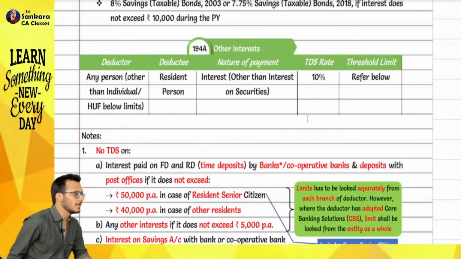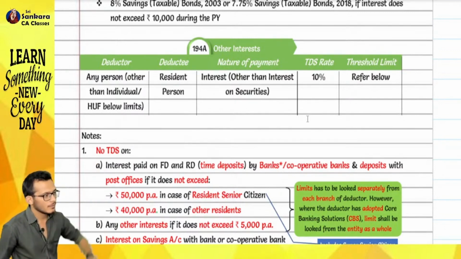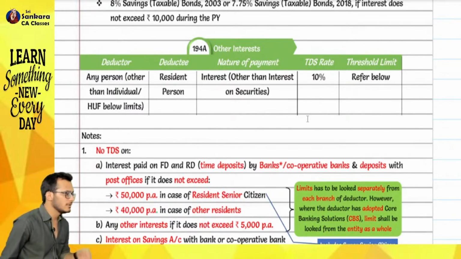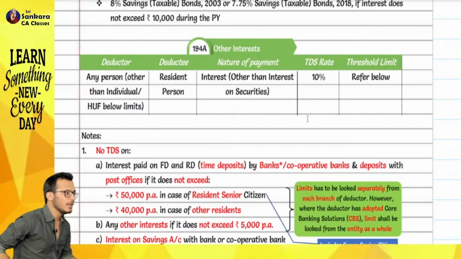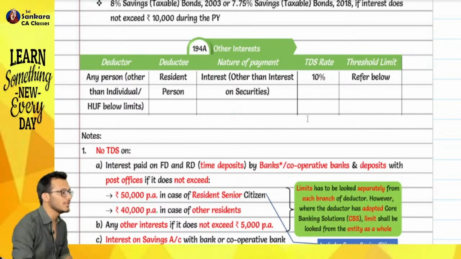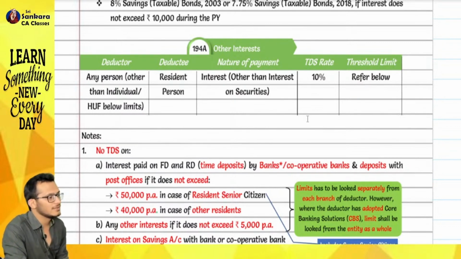For example, Kotak is in Anna Nagar, Kotak is in Madhavaram, Kotak is in Mumbai. You have 3 different Kotak accounts, and in all 3 you created one FD. All the FDs together go beyond 50,000 rupees. Will you deduct TDS? Yes. Why? Because Kotak has a CBS.